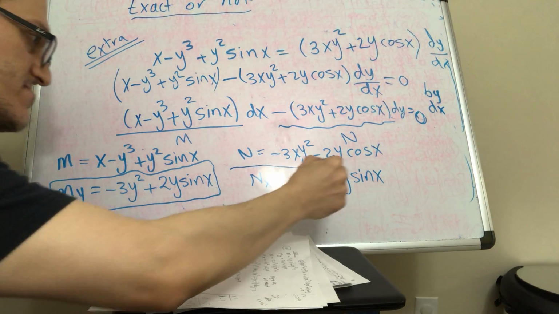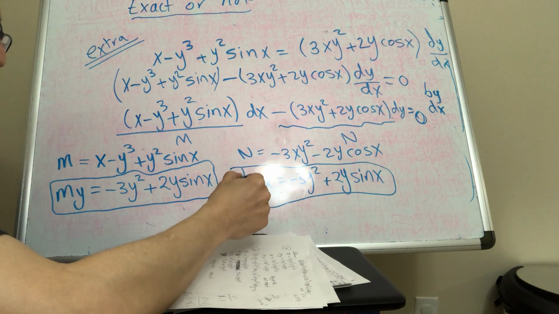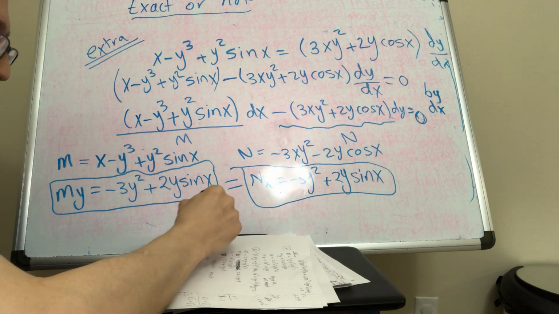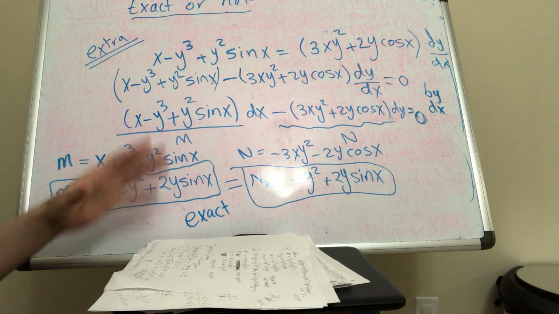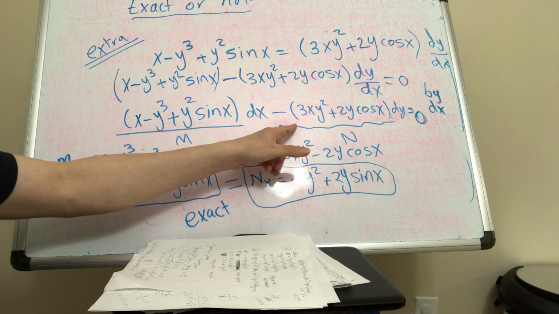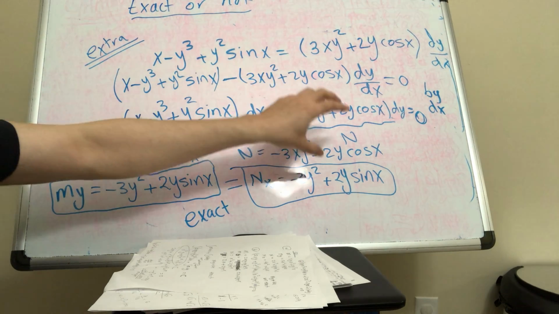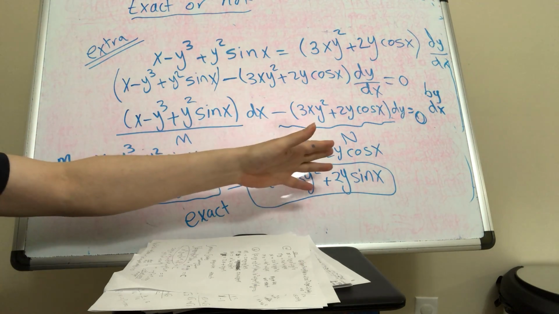Now if you check, you'll see that the two are equal. It is exact. So if he gives you the question in this form, where something dx, something dy, and asks for exact, do it right away.